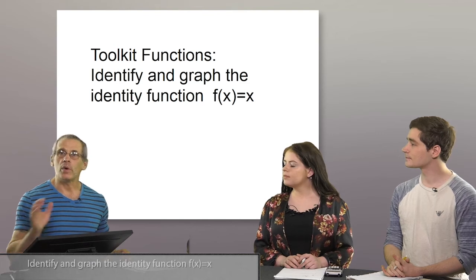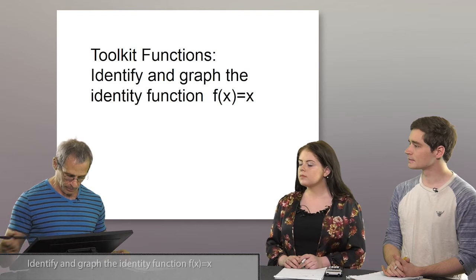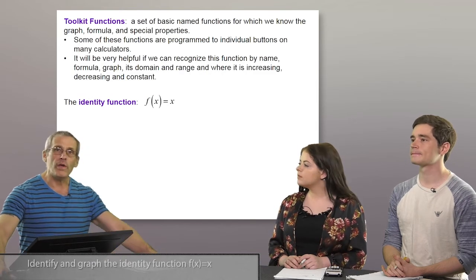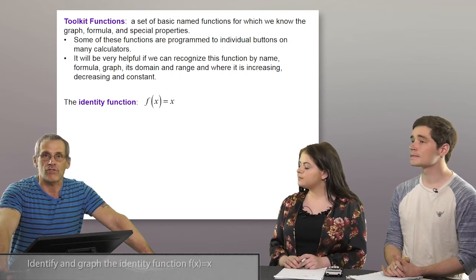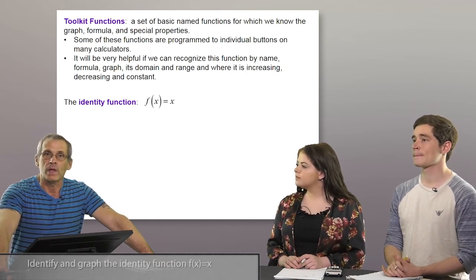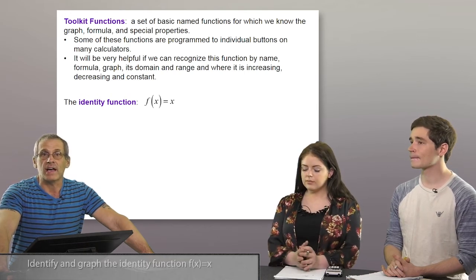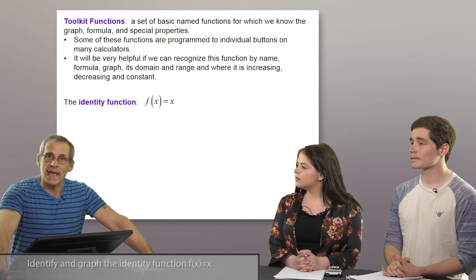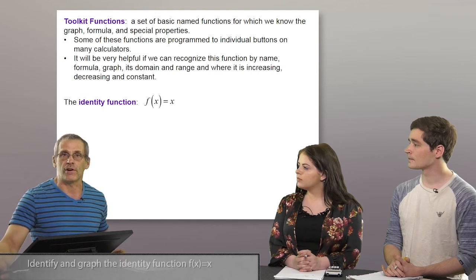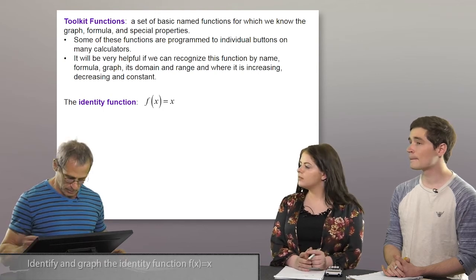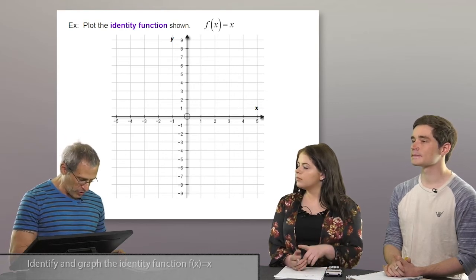Toolkit functions. We will identify and graph the identity function f of x equals x. Now, with our toolkit functions, we have some basic functions that we need to learn to recognize: the graph, the formula, and some special properties. So we're going to look at the identity function f of x equals x. And we need to be able to recognize its graph, know its domain and its range, and finally be able to decide on what intervals the function is increasing, decreasing, or constant. So first things first, let's go ahead and plot the graph. And we'll just do this by plotting points.